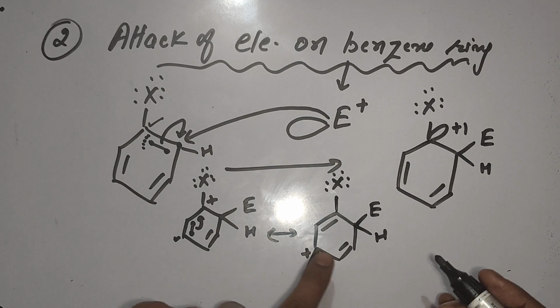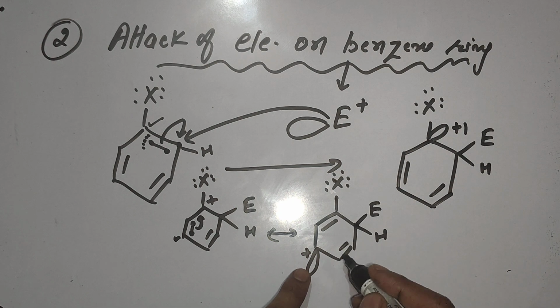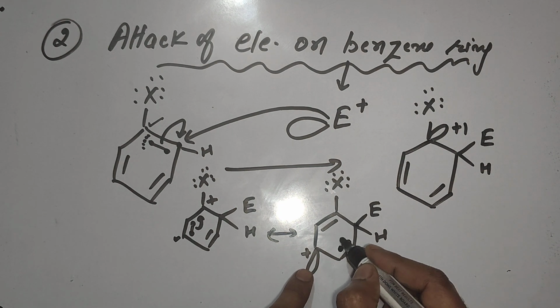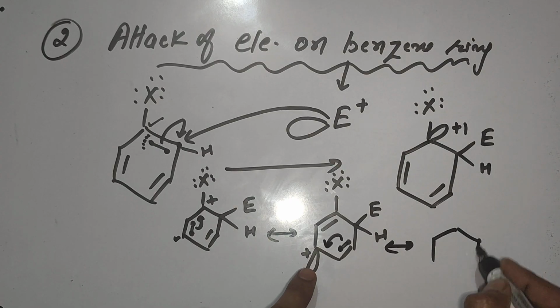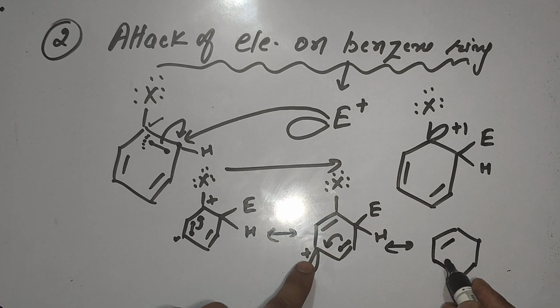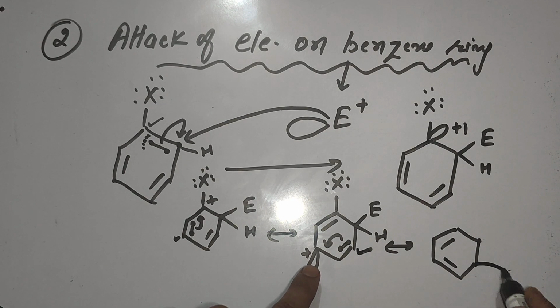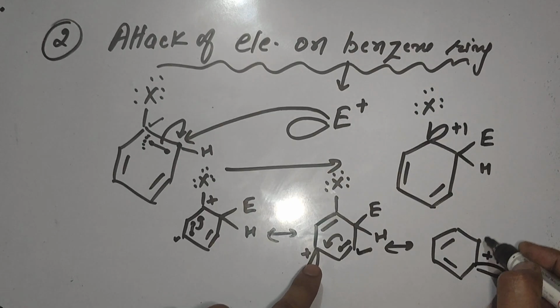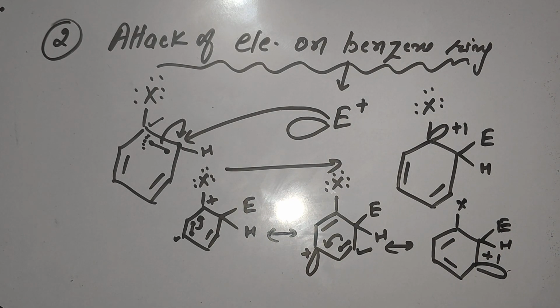This one. Now again, this vacant orbital, the positive charge will be satisfied by the neighbor carbon. Again it will be shifted like this. The next structure will be: now a pi bond will generate here and a vacant orbital will generate on this carbon, because this carbon is losing its electron, so its orbital will become vacant with a positive charge. E and H as it is, X is as it is.